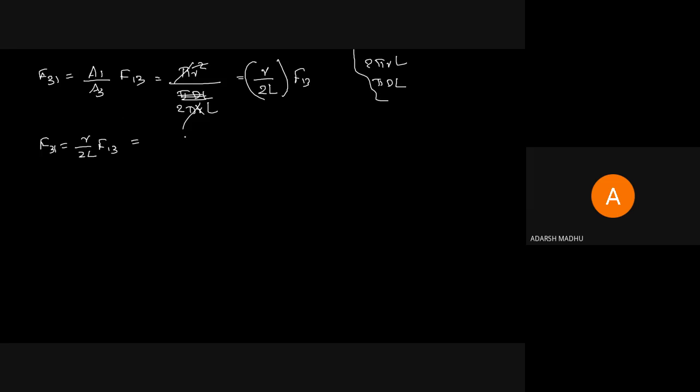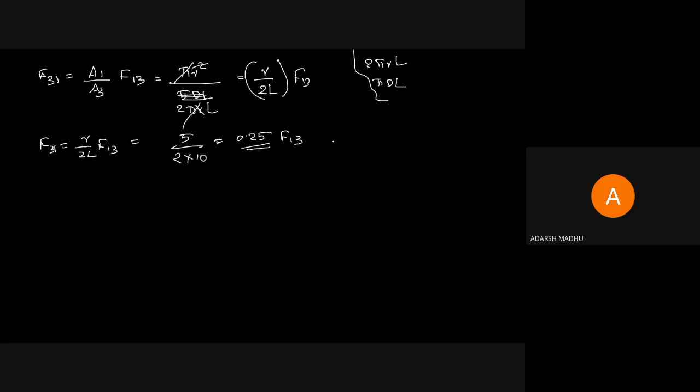Pi divided by 2 into 10. How much is it? 0.25. Okay. F31 equal to 0.25 into F13. That is our first equation.